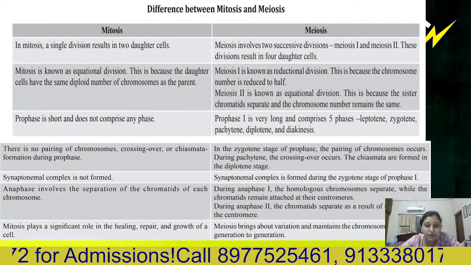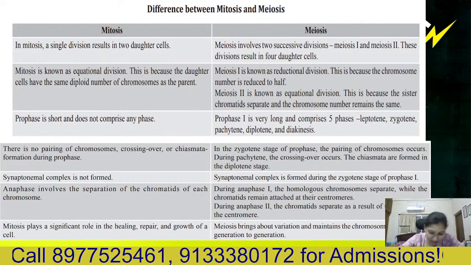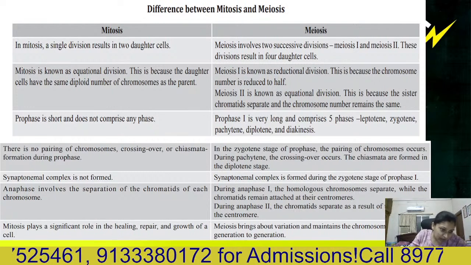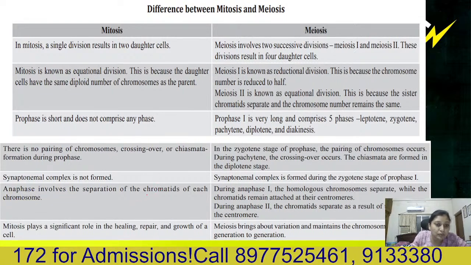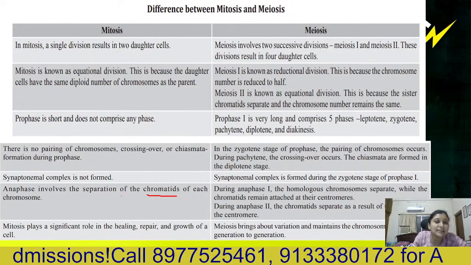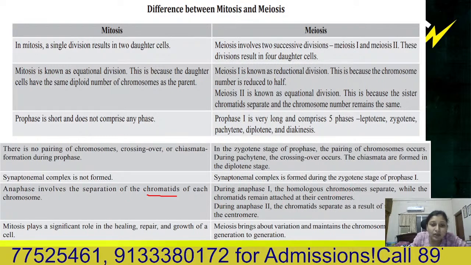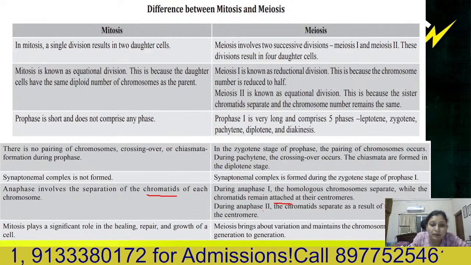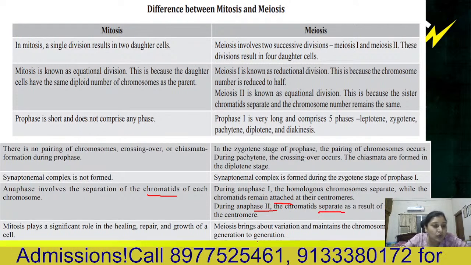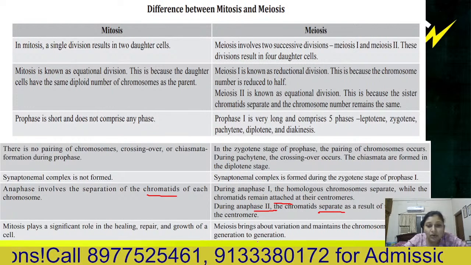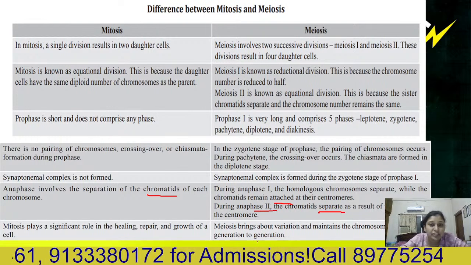Synaptonemal complex is not formed in mitosis. Here it is formed. Anaphase involves the separation of chromatids. Keep on revising that, keep on recalling that. Here, the chromatids of each chromosome get separated by splitting of the centromere. During anaphase 1, no splitting occurs. Chromatids remain attached to the centromere, but in anaphase 2, they get separated. So mitosis plays a significant role in healing, repair and growth of the cell. Meiosis is required for variations and maintaining the chromosome number from generation to generation.